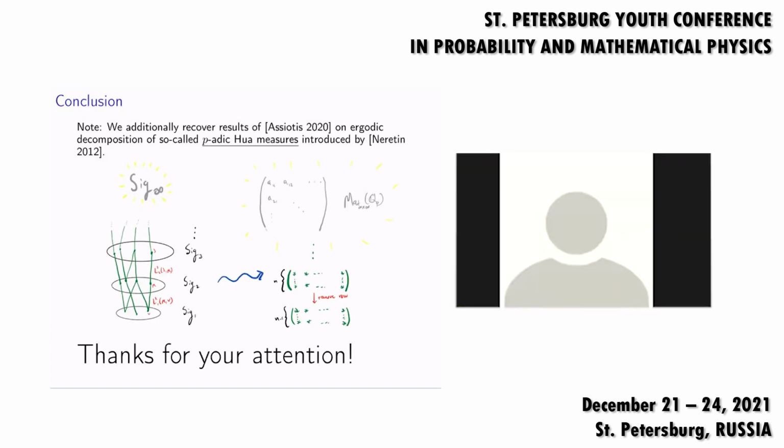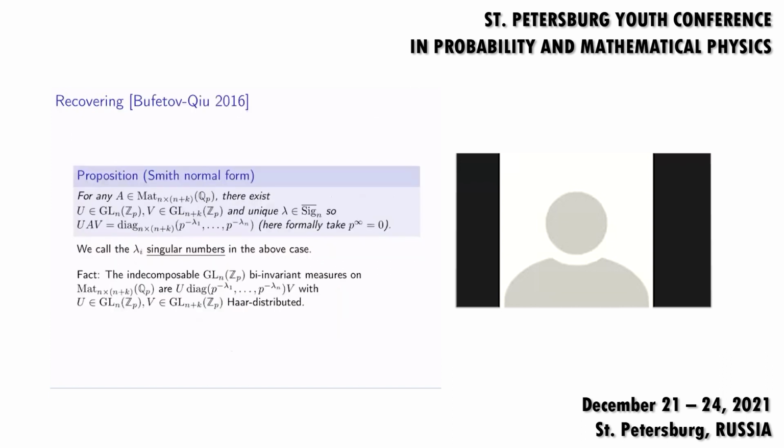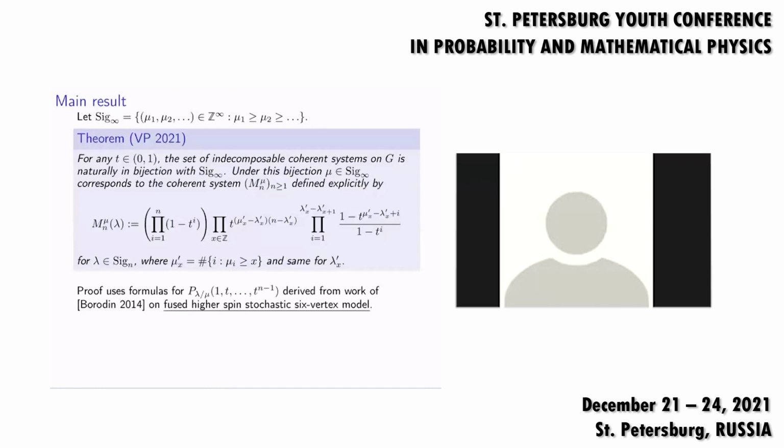So let me ask one more question, actually. You mentioned that the formulas you write are similar in spirit to formulas that occur in the higher spin 6-vertex model. So if I understood you correctly, it is just that the same formulas appear in two problems. Is it possible to see a conceptual connection between p-adic matrices and particle systems? I don't know if this question makes sense.